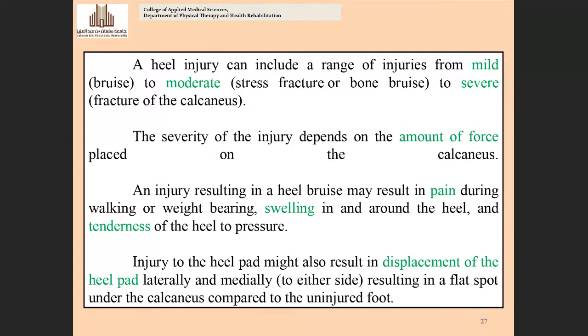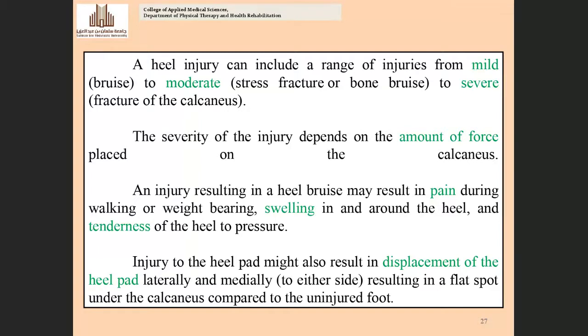So bruised heel can be divided into three types: mild, moderate, and severe. In mild, there is only a slight rupture of the blood vessels around the calcaneum. In the moderate, you have a stress fracture or bone bruise, a slight crack fracture in the calcaneum. In the severe, you have a total complete fracture of the calcaneus. So the severity of the injury depends upon the amount of force.